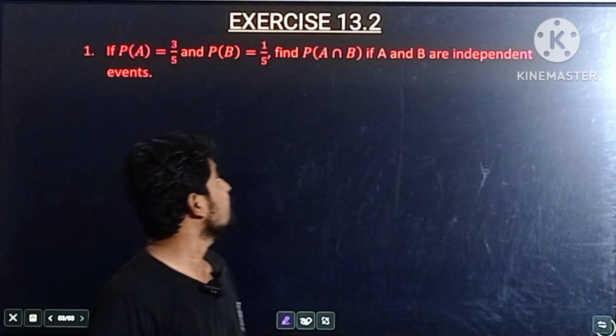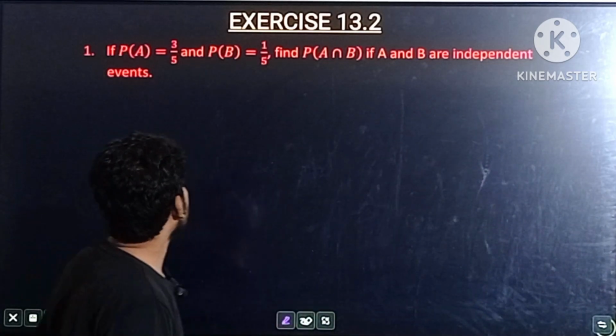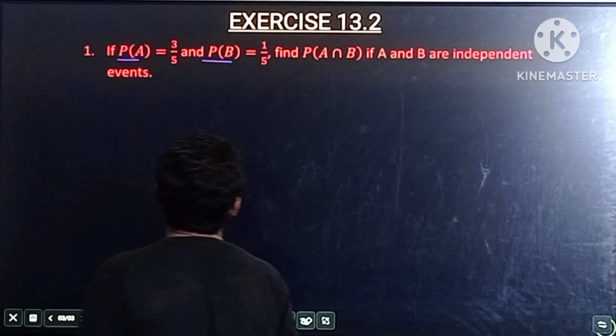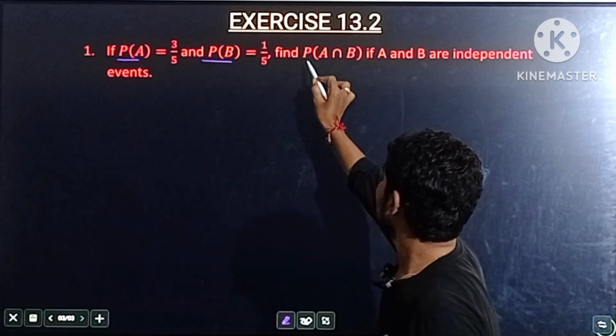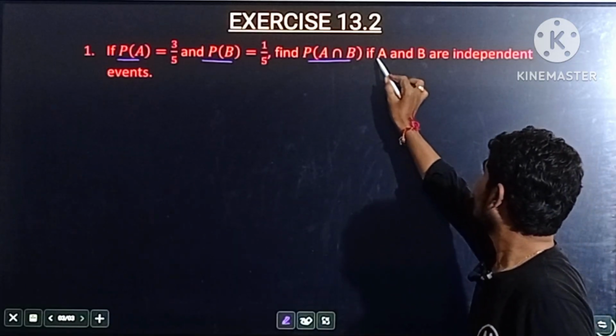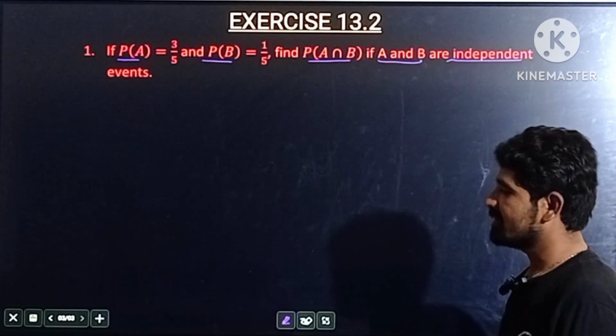Here is the first question of exercise 13.2. He has given the probability of A and the probability of B, and we need to identify the value of the probability of A intersection B. Also, he has given that A and B are independent events.